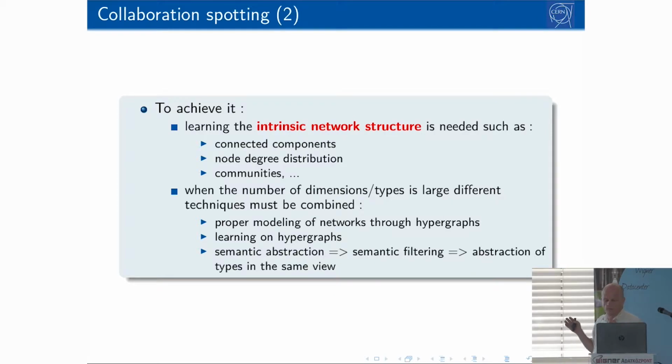To achieve this, we have to learn the network structure. So we try to separate whatever is separable, to find the connected components. We can measure node degree distribution. We can customize and add communities. But very often, when the number of dimensions is increasing, it's hard to combine the different dimensions, and you have to have a proper modeling of the networks you have behind through hypergraphs that allows you to travel in between the different dimensions. For learning with hypergraphs, we have to specialize algorithms to take into account those hypergraphs. That is under processing at the moment.